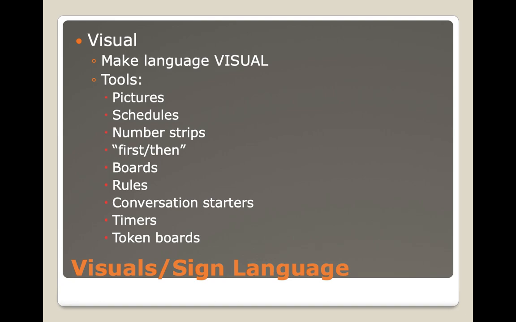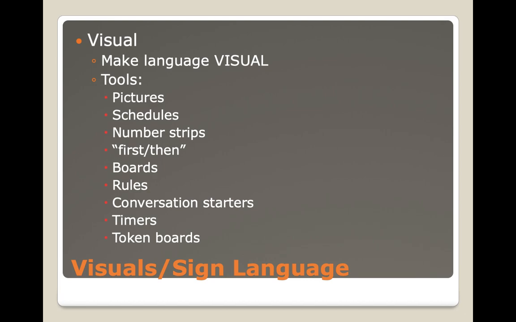Another visual that we use is a first then strip. This also goes into when a student is having a hard time, maybe working on a task that's not preferred, then we can say, okay, first you do work, then you can go to recess, or first you have work, then you can go to the leisure room.